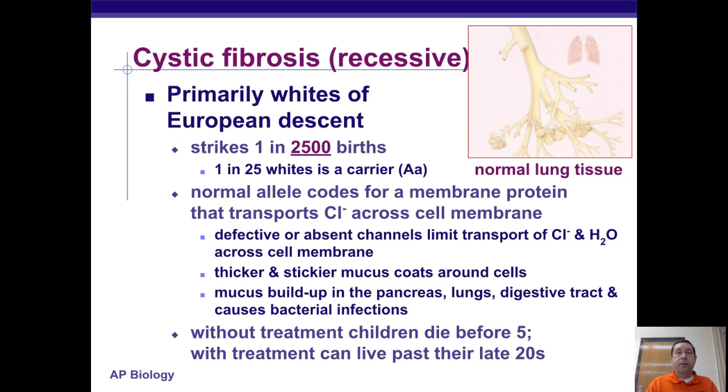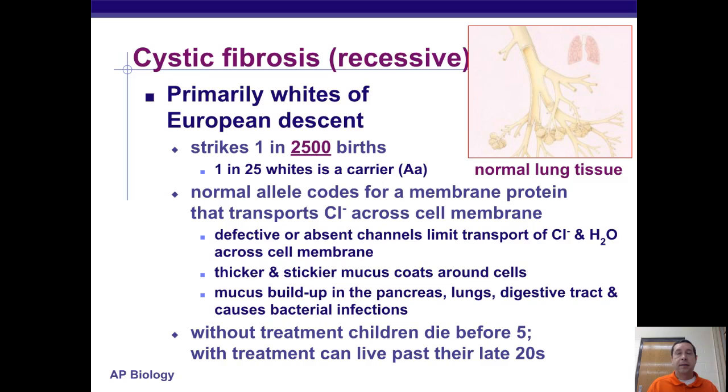With cystic fibrosis, this is a recessive disease, and for some recessive diseases, we see them in certain ethnic groups or people of certain ethnic backgrounds. Cystic fibrosis tends to affect primarily people of white European descent. In that group, 1 out of every 2,500 births results in a child with cystic fibrosis. 1 out of every 25 is a carrier.